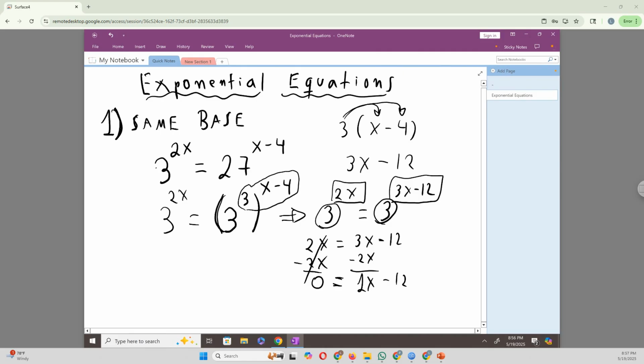Now we have to add 12 on both sides. So these guys cancel, we get 0 there. And here we have 1x equals 0 plus 12 is 12. So that will be the answer. x equals 12.